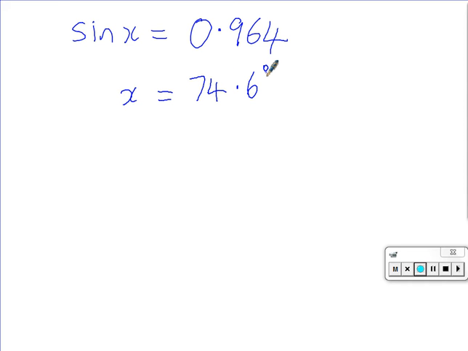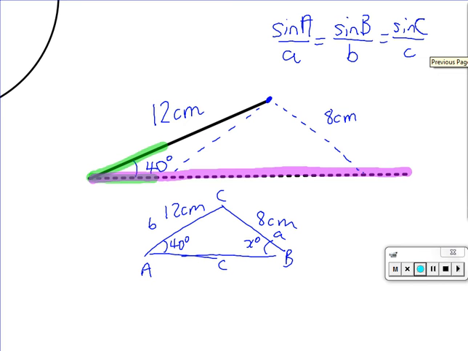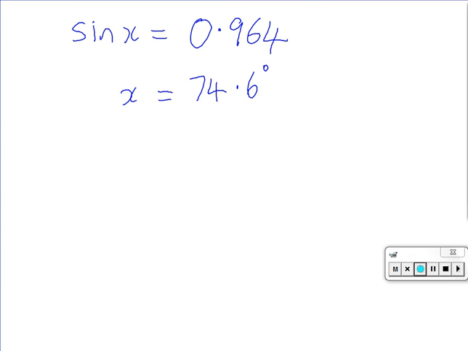But we know from before that there's actually two possible triangles. There's one where the angle x is this one that I'm going to colour in orange here, but there's another one where there's a much bigger angle for x. So there's two possible triangles and we've only found one possible angle. How do we find the other one?